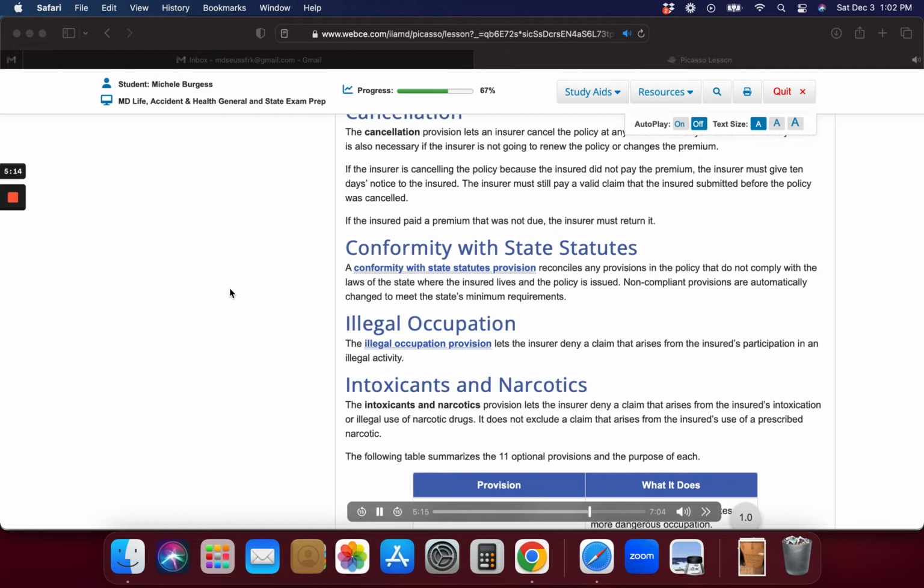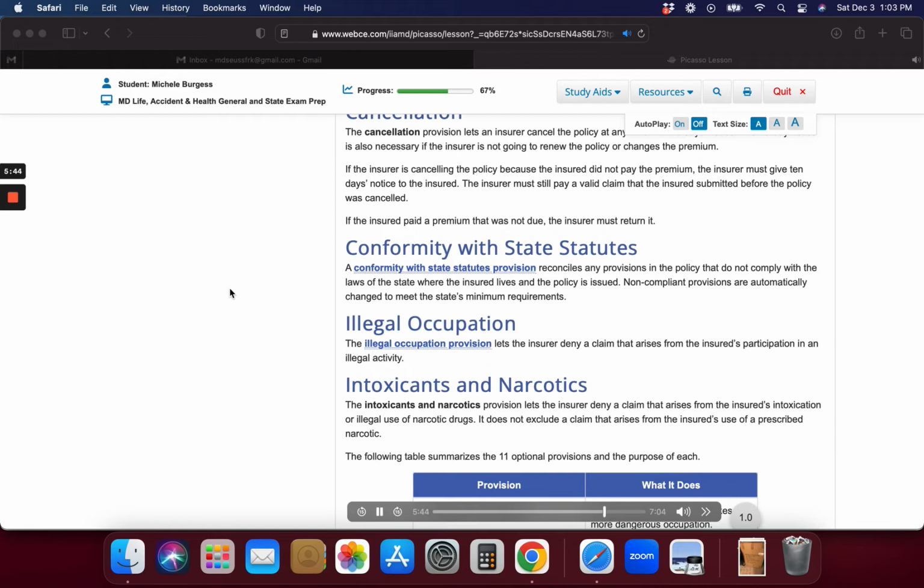If the insured paid a premium that was not due, the insurer must return it. Conformity with state statutes. A conformity with state statutes provision reconciles any provisions in the policy that do not comply with the laws of the state where the insured lives and the policy is issued. Non-compliant provisions are automatically changed to meet the state's minimum requirements. Illegal occupation. The illegal occupation provision lets the insurer deny a claim that arises from the insured's participation in an illegal activity.